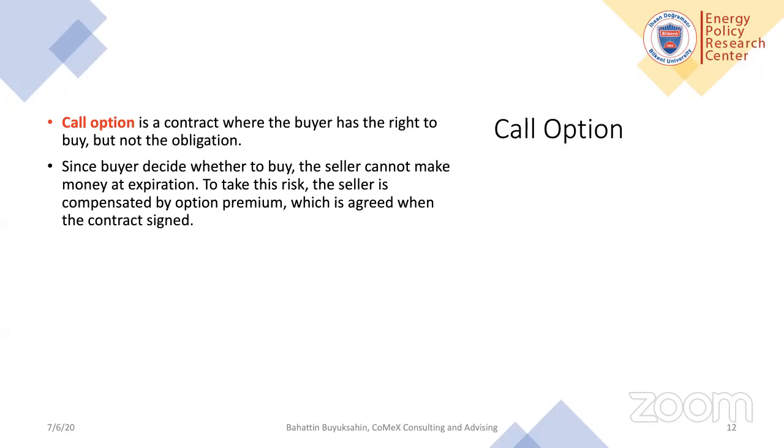Let's look at the call option in more detail. A call option is a contract where the buyer has the right to buy, but not the obligation. Since the buyer decides whether to buy, the seller cannot make money at expiration. To take this risk, as I said, the seller is compensated by the option premium, which is agreed when the contract is signed.